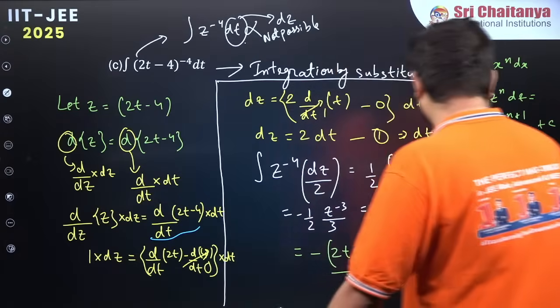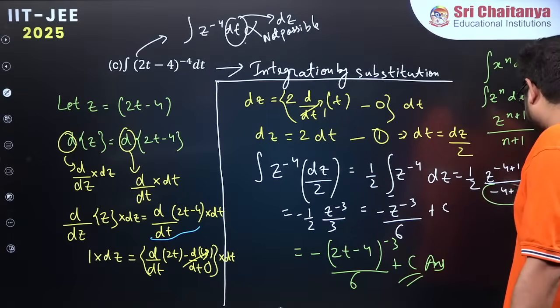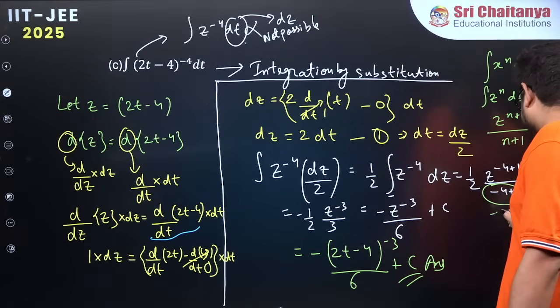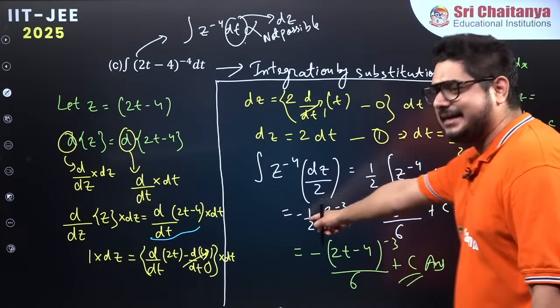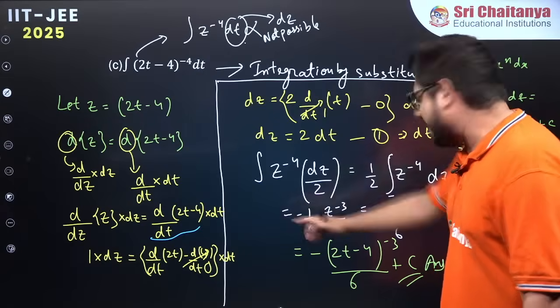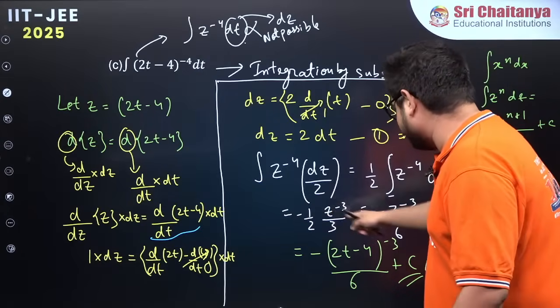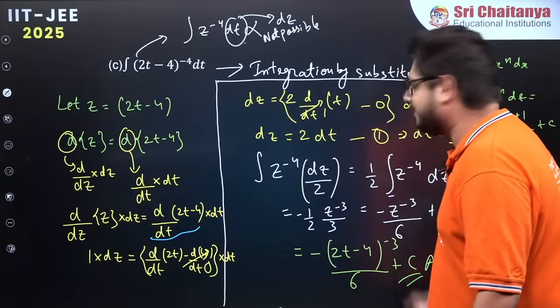Half is not becoming negative. What is minus 4 plus 1? Minus 3, right? So minus can be brought over there, isn't it? Minus can be brought over here. So as a result, it's going to become minus z to the power minus 3 by 6.